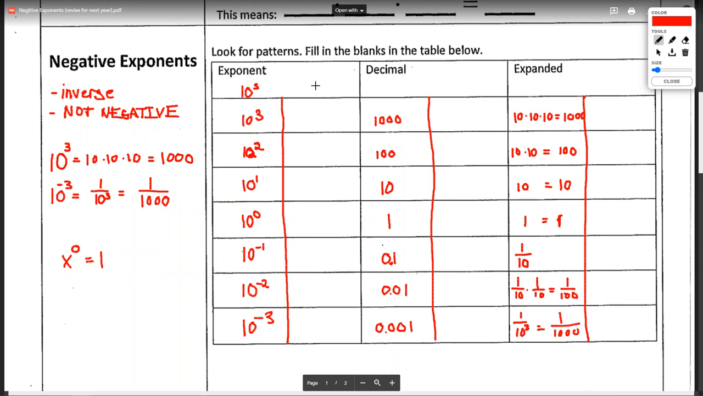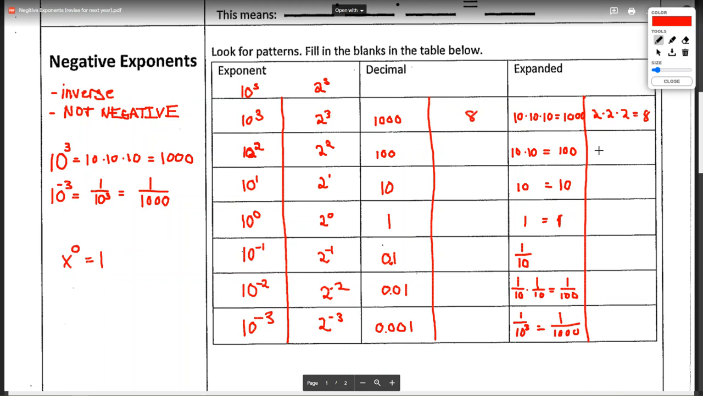I'm also briefly going to show you an example with 2s, okay? So really quickly, and if you can write this down, cool. If not, then do your best just to watch and follow along. Okay, we're going to do 2 to the third, 2 squared, 2 to the first power, 2 to the 0, 2 to the negative first, and 2 to the negative second and negative third. Okay? So expanded, 2 to the third, again, that's 2 times 2 times 2, is equal to 8.